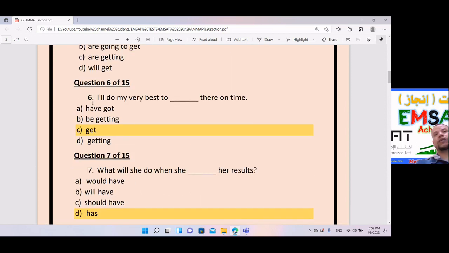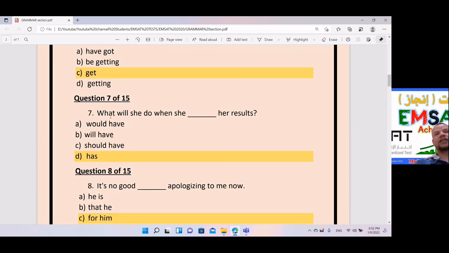Question 6: I will do my very best to get there on time. I told you, when you get to a place, you get there. So it's about "get there." The first one is future. When you get there, "to get there," and "to" is followed by an infinitive. Most of the time, "to" is followed by the infinitive, I mean the base form, the first shape of any verb. It means "get," not "to get," not "got," not "getting," and so on. So the answer is "get."